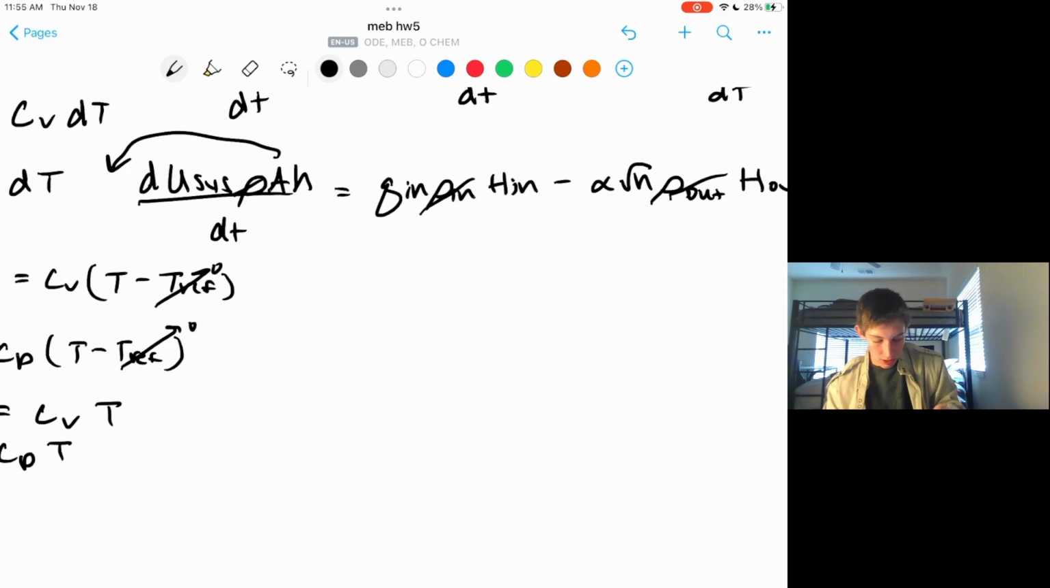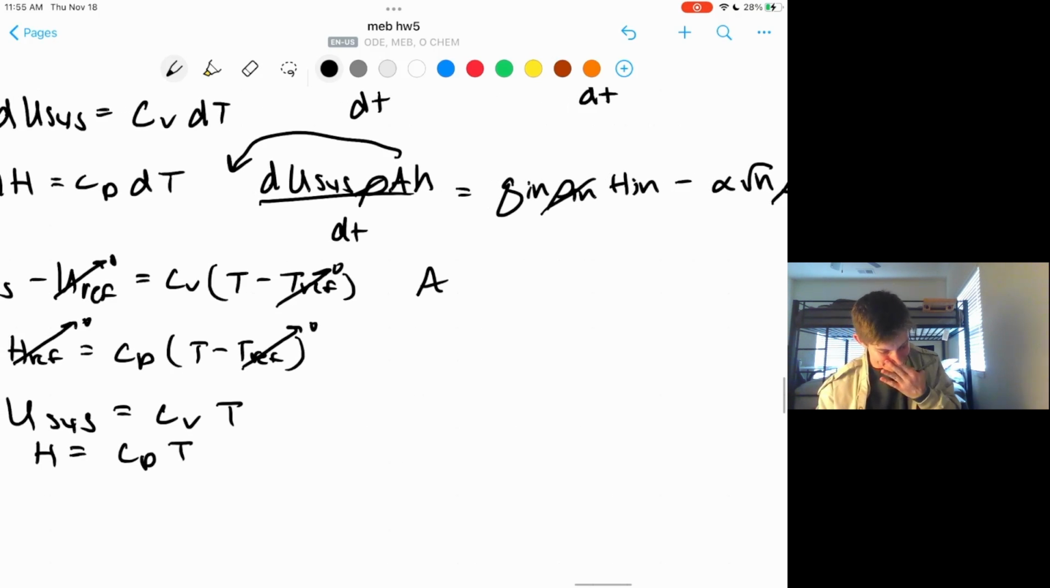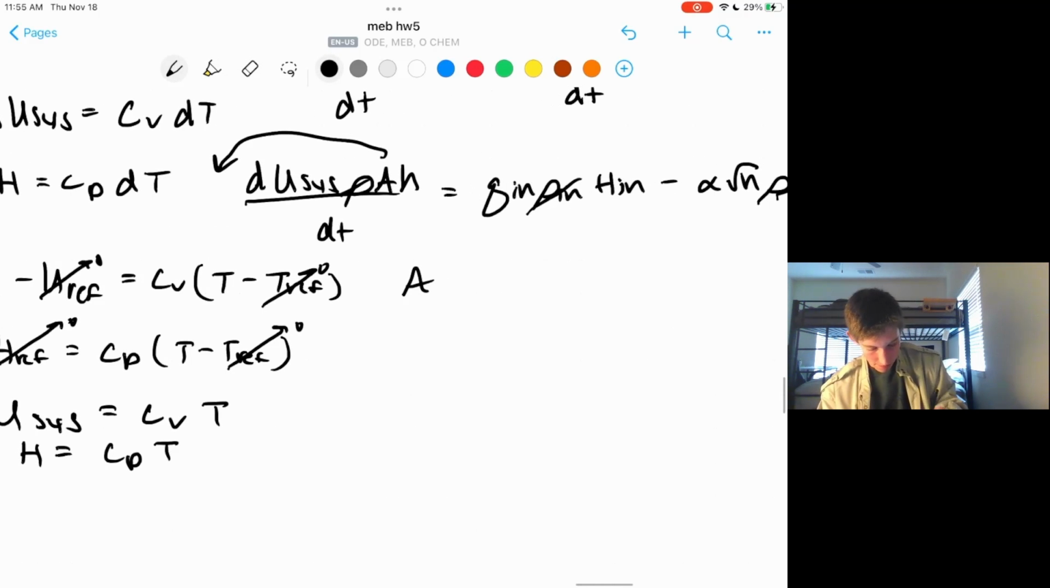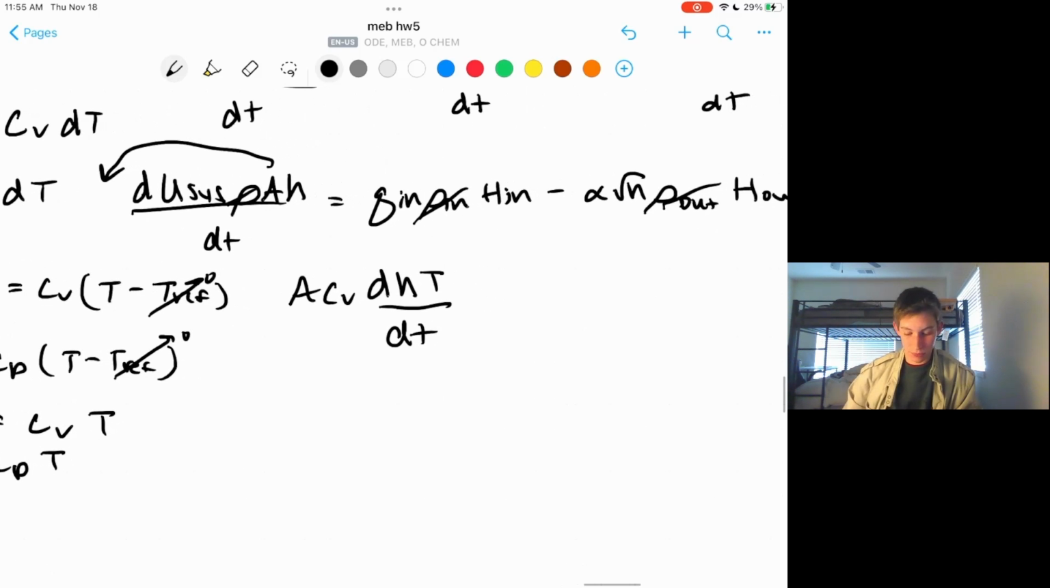So let's keep writing this down here. The area comes out front. We're going to substitute in this equation here onto the left-hand side. So we're left with, I pulled out the specific heat for the constant volume because it's constant, and the temperature and height are still in the differential because they change.